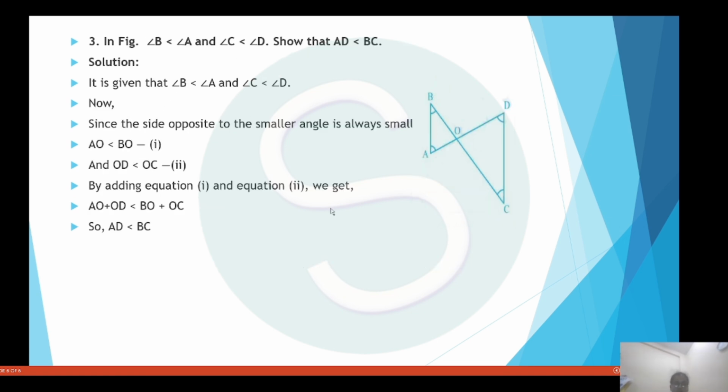Next question, we have to show that, what is given? In triangle OAB, angle B is greater than angle A, and in triangle ODC, angle B is greater than angle C, and we have to show that AD is less than BC. So how will we prove it? We will use the property that if there are two angles, the larger angle has the larger side opposite to it.